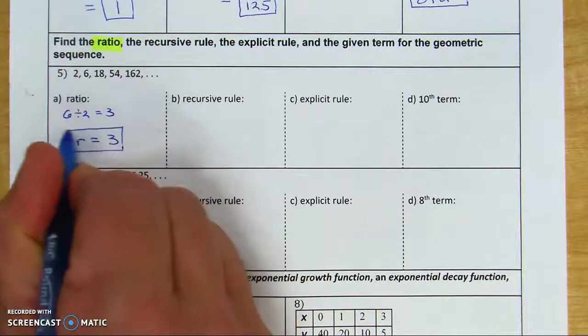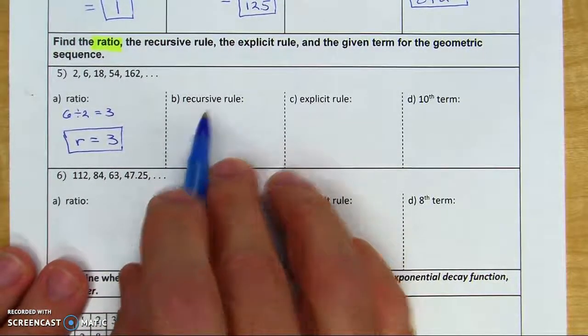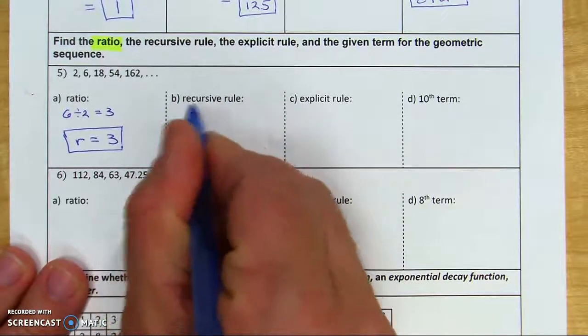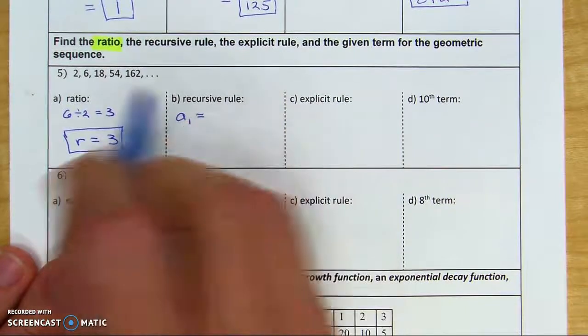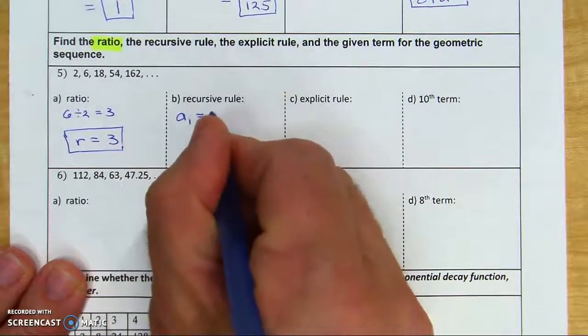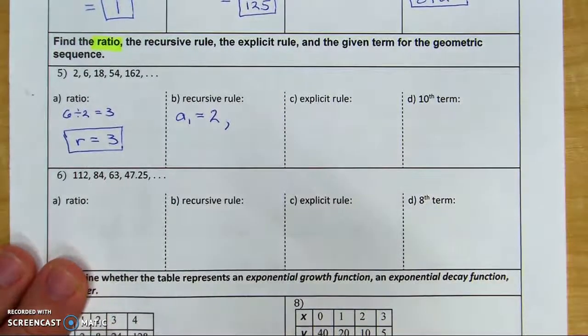Put a little box around it. Okay, so for the recursive rule, you saw what I needed to do. With a recursive rule, you always have to say, what is that first term? Well, they tell us, it's a 2. So a sub 1 is equal to 2, and then we have to know where we are going from there.